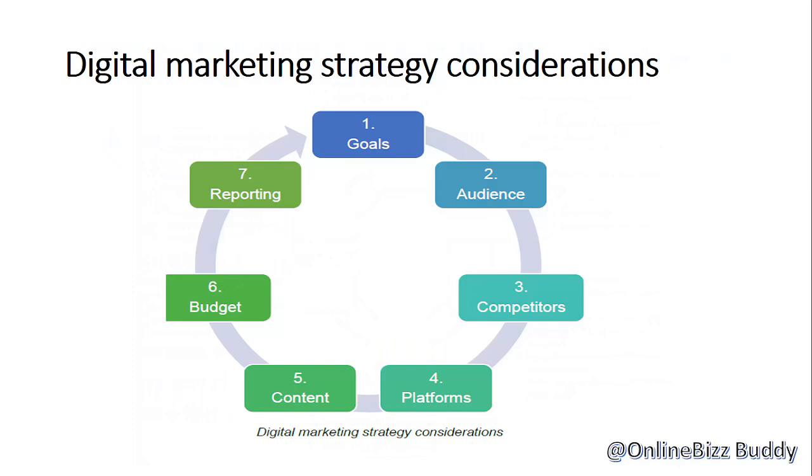Now, in any digital marketing strategy, we need to have these 7 points. The first one is to understand or actually undertake to implement those particular goals. You also need to understand your audience, your competitors, the platforms, content, budget, and reporting. So ideally, these 7 parameters are going to form our understanding of how to create a digital marketing strategy.